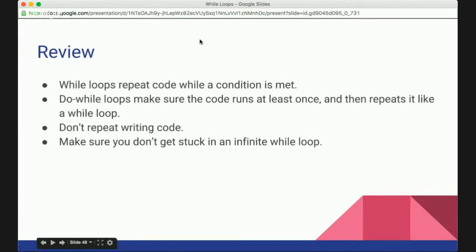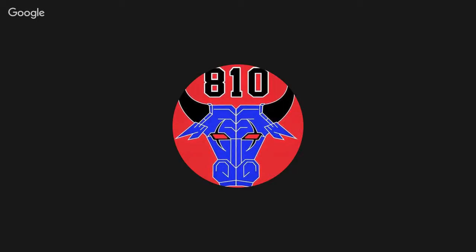Just a review of what we learned. While loops repeat code while the condition is met. Do while loops make sure the code runs at least once and then repeat it like a while loop. When you're writing code, try not to repeat it, because if you change one part and forget to change the other part, bad stuff happens. And when writing while loops, make sure you don't get stuck in an infinite loop, unless that's what you want. But most of the time it's not.